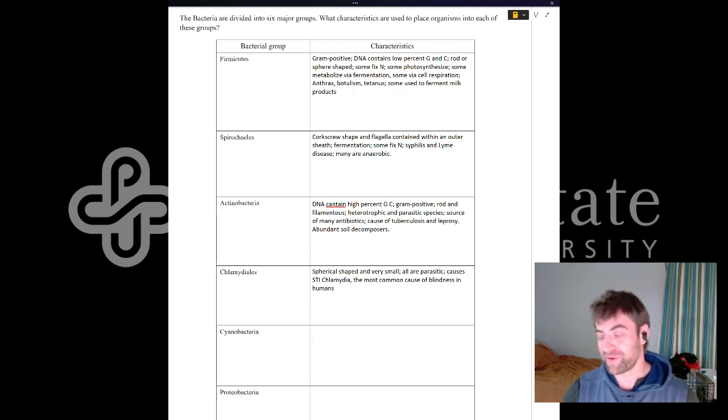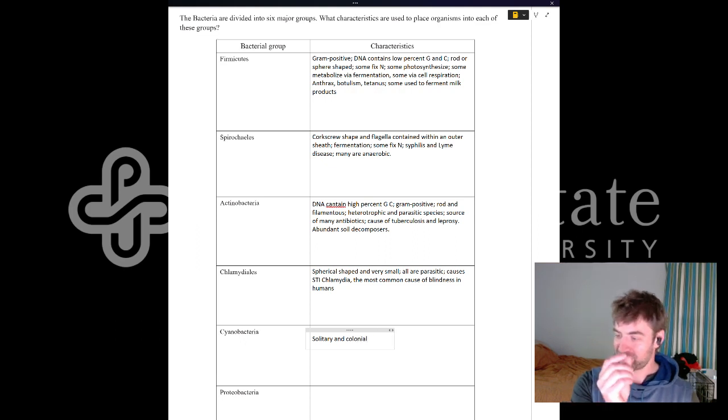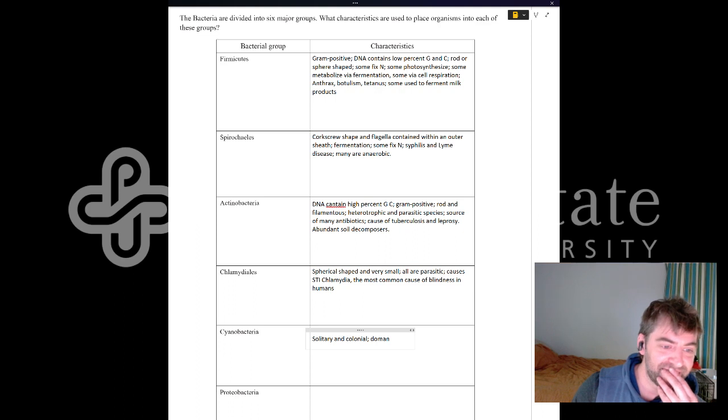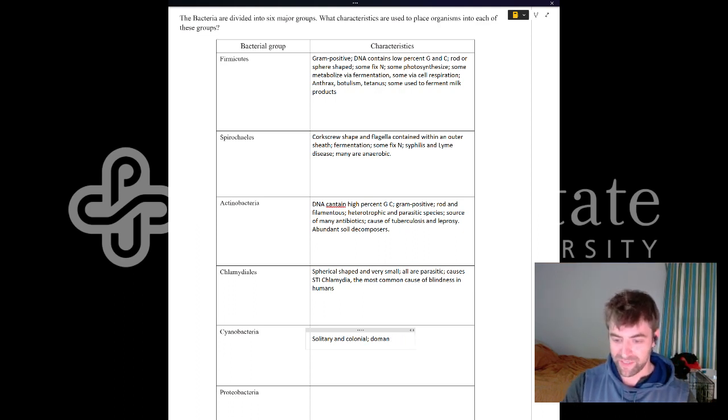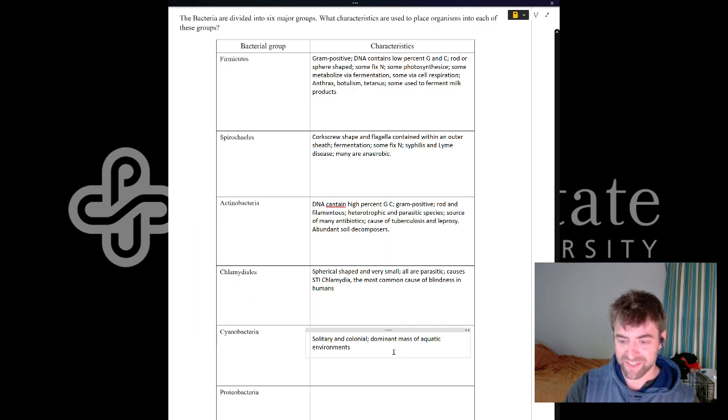Cyanobacteria have both solitary and colonial forms. Solitary, living individually by itself, it's just one little cyanobacteria, and colonial, all of them living mutualistically together, often appearing to be a single organism. So, yeah, dominant mass of aquatic environments. I presume they mean dominant biomass of aquatic environments. All are photosynthetic.